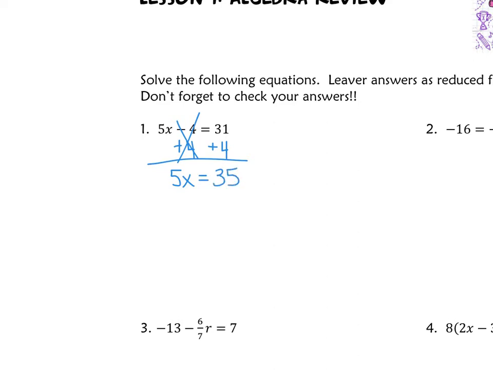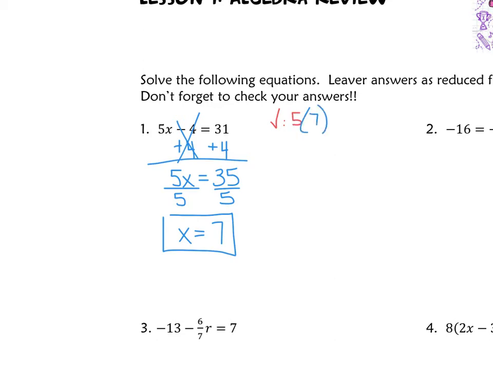And now I undo multiplication and division. So I would divide by 5. And so then I get x equals 35 divided by 5, which is 7. That is my final answer. Now it's a nice thing that with equations, you can check your answer. You take that value that you got, so we got x equals 7, and plug that into your original equation.